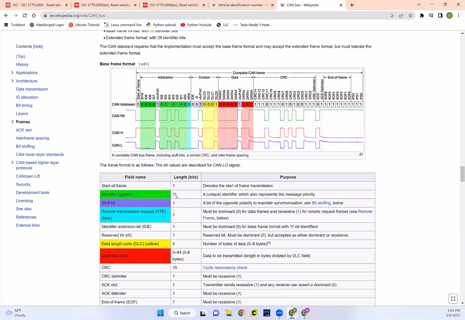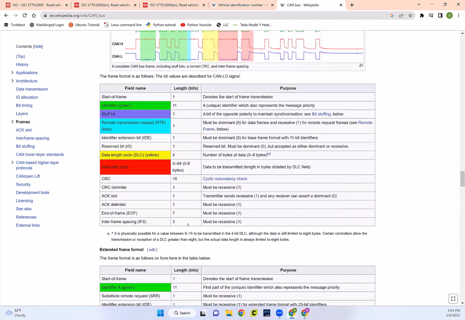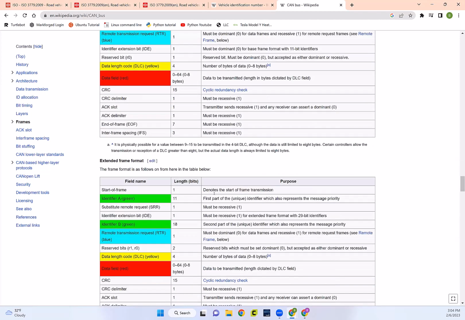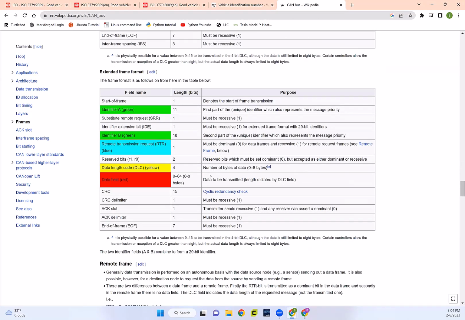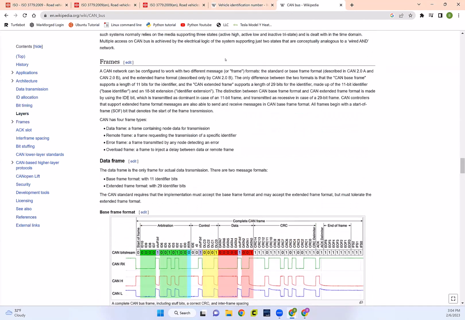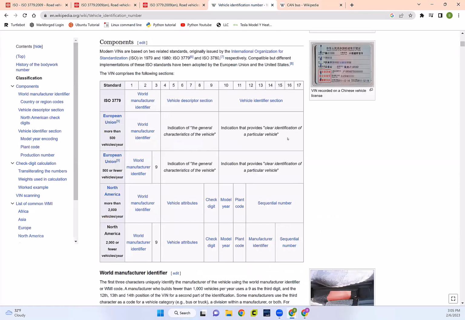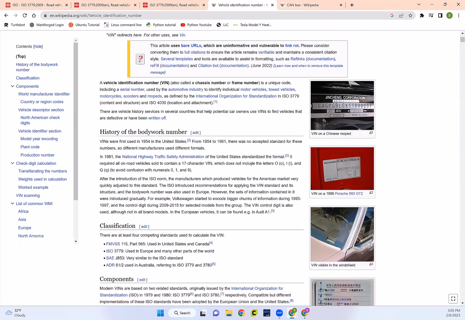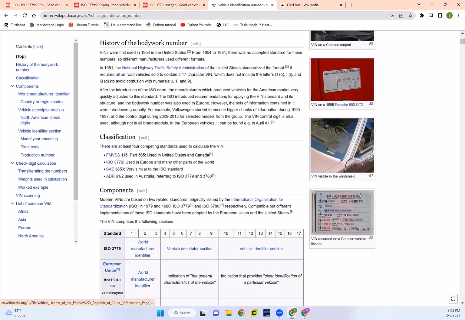The start of the frame, the identifier, RTR, and then what is happening in the frame itself. So it's really cool to see that not only does SAE care about this stuff, obviously ISO cares about a lot of that standardization as well. If you go to the Wikipedia page, you can look at all of these different VIN numbers and how they're all following the same format, because ISO came out and said that.